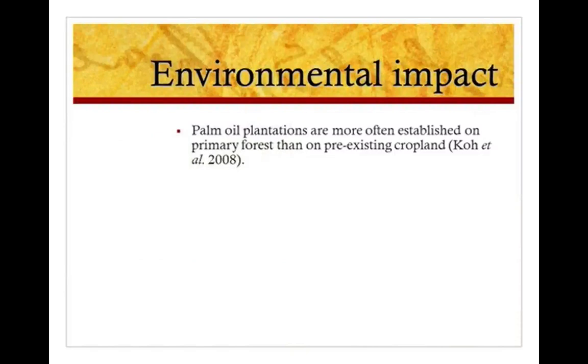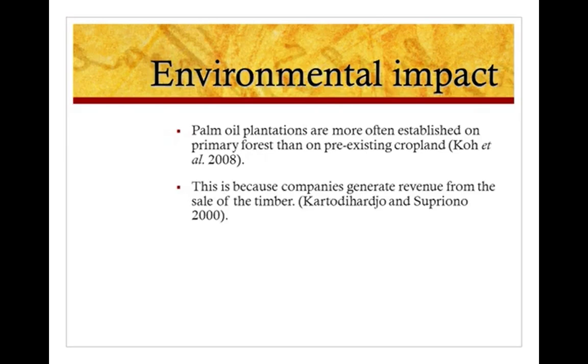Palm oil plantations are more often established on primary forests as opposed to taking over pre-existing croplands. So that's one of the problems. To expand palm oil, we're seeing them cut down forests, and that's certainly an issue. One of the reasons is that companies generate revenue from the sale of timber. So if you can go into a primary forest, clear cut it, sell off the timber, you can make a lot of money. That can be used to subsidize the palm oil expansion.